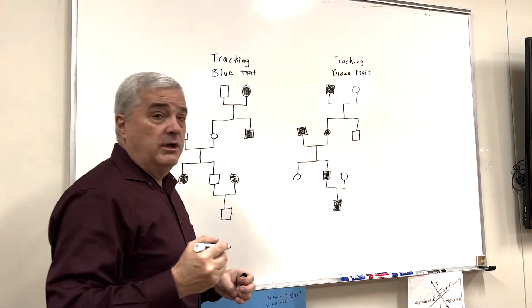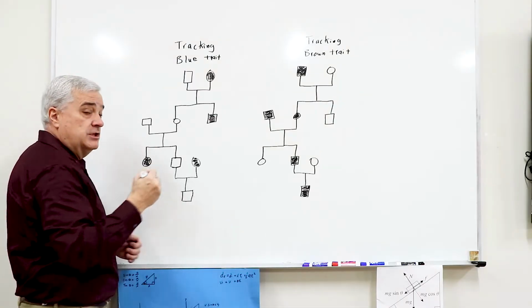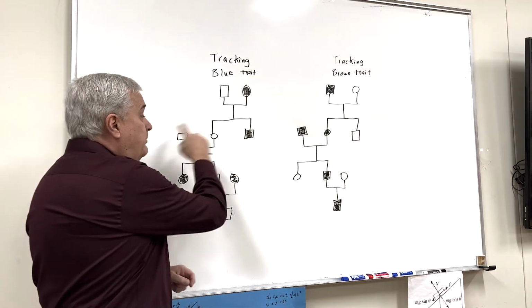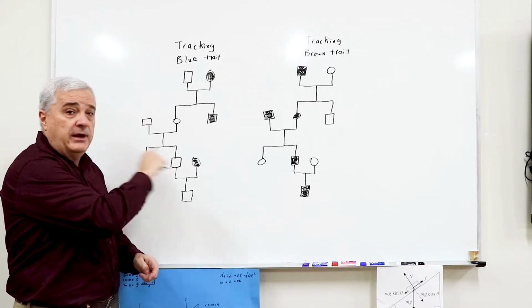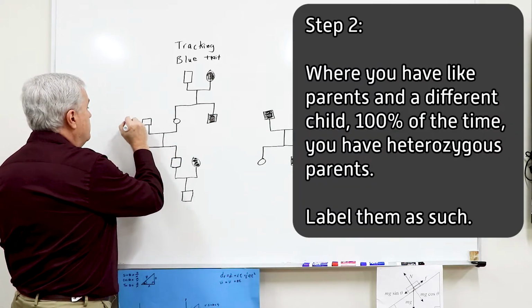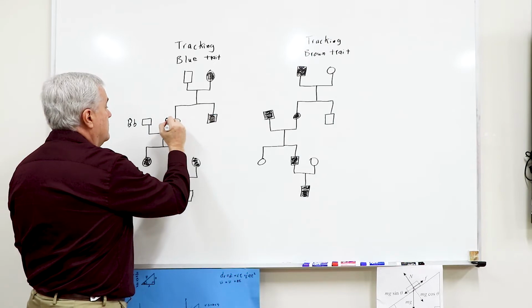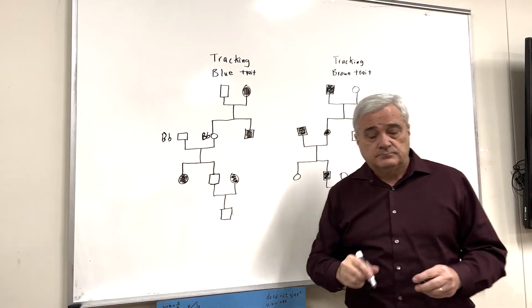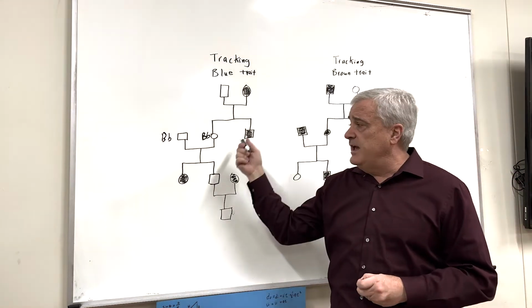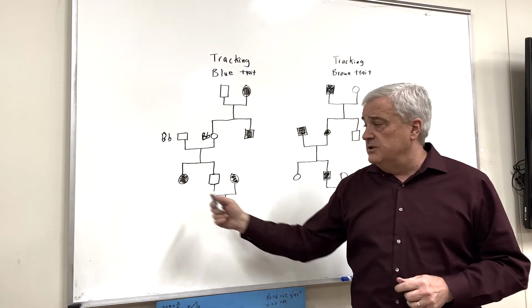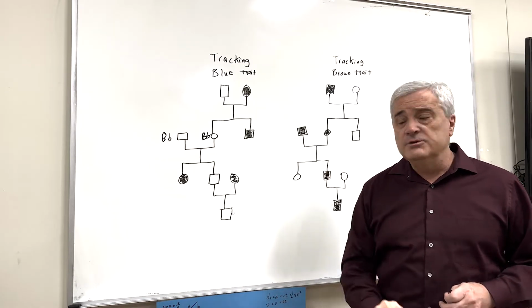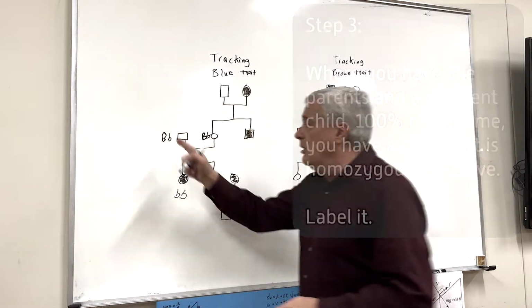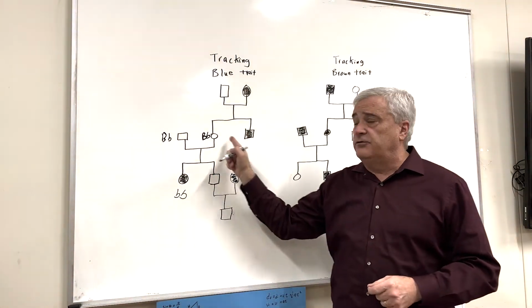Well, we know 100% of the time, if we have like parents and a different child, the parents have to be heterozygous. We're going to write the genotypes in: big B, little b. And 100% of the time, if we have like parents and a different child, the child is homozygous recessive, double recessive. This is the only way we can get a different child from like parents.